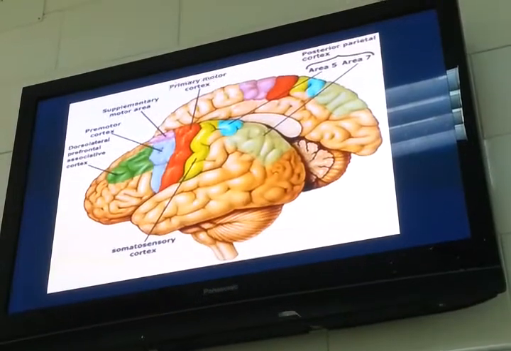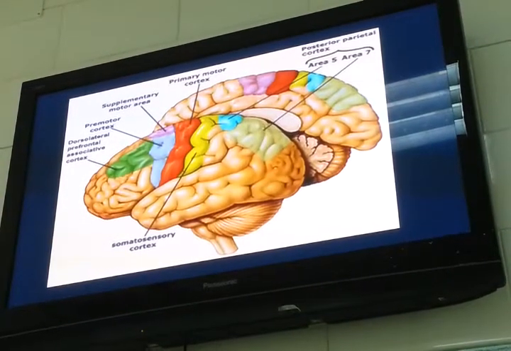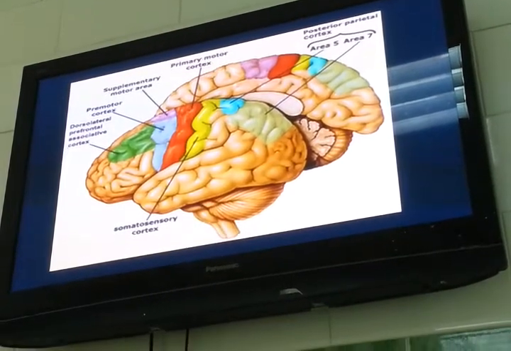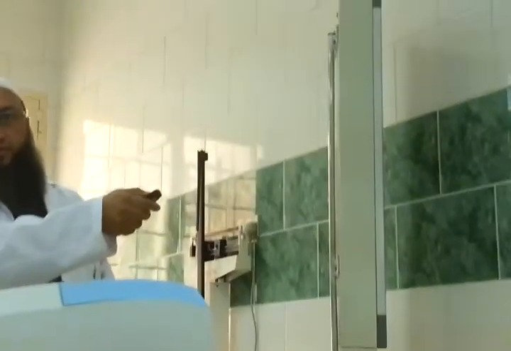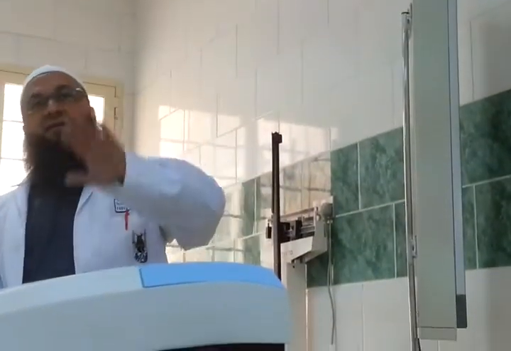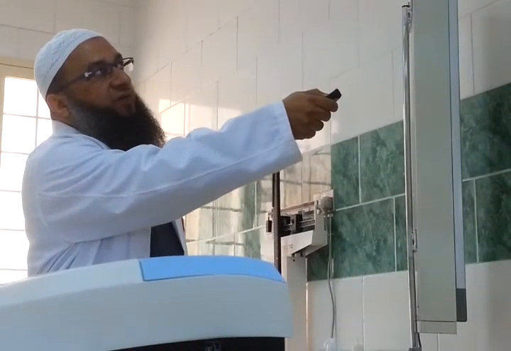Now, where is the motor area? This is the motor area. This is the central sulcus. Okay, so anterior to this line is called central sulcus. It divides two areas, motor from the sensory. So the motor area is anterior to the central sulcus. Anterior means front side. Okay, in the frontal lobe.